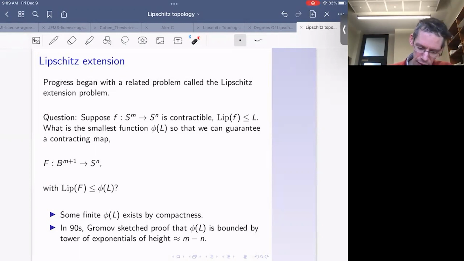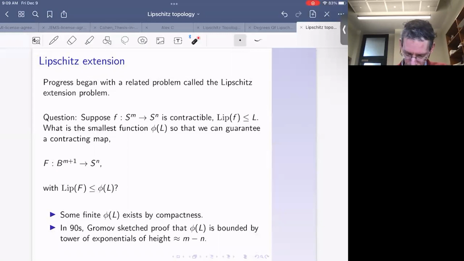So this question is asking, if we have a contractible map with some complexity, how complicated do you need to make the contraction of the contractible map? I think it's a very natural question. There's a soft argument that you can put some function of L here, and it's just because the space of all the L-Lipschitz maps from Sm to Sn is compact, and the subset of the ones that are contractible is a compact subset. And so by compactness and continuity, you can put something here, but that's a non-constructive argument.